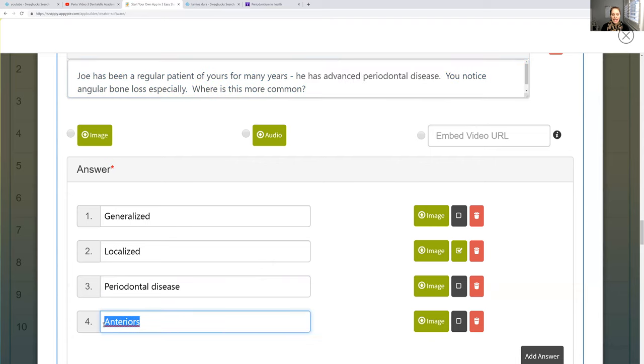And then anteriors, well, is it more common to have angular bone loss in anteriors? No. So we know that D is not the right answer. So we're looking at localized and periodontal disease. Well, localized is the best answer because it's more localized, if that makes sense. That isn't very good English, but you guys know what I'm saying, right? So B is more correct than C. Okay, let's see here.